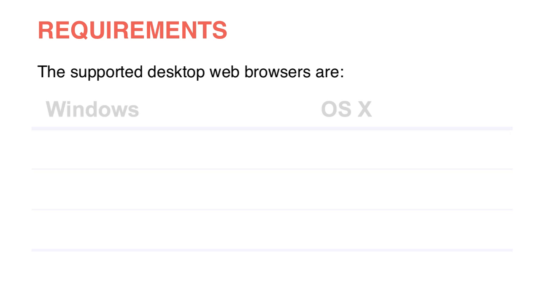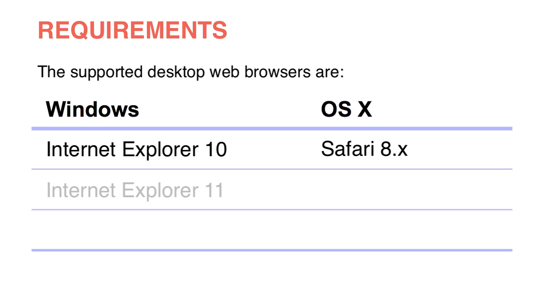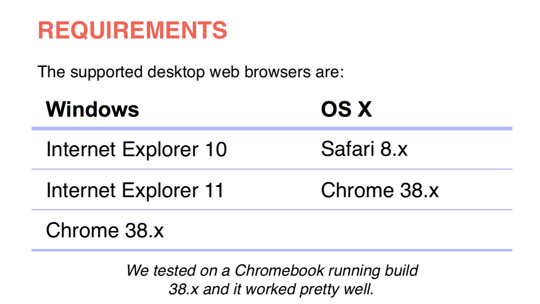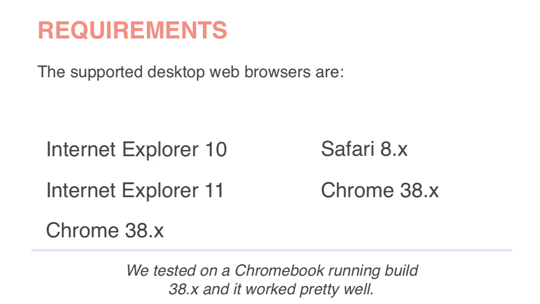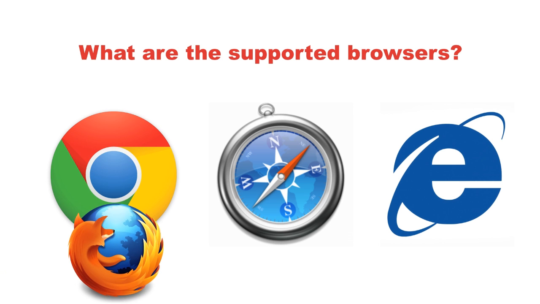The requirements for desktop browsers are Safari 8.x, Internet Explorer 10 or 11, and Chrome 38 or later. And of course, my Chromebook has Chrome build 38 something or another, so theoretically it's supported. Now, FileMaker says it's not officially supported, but it does seem to work pretty well. Firefox also seems to work pretty well, but once again, that's not on the supported list.